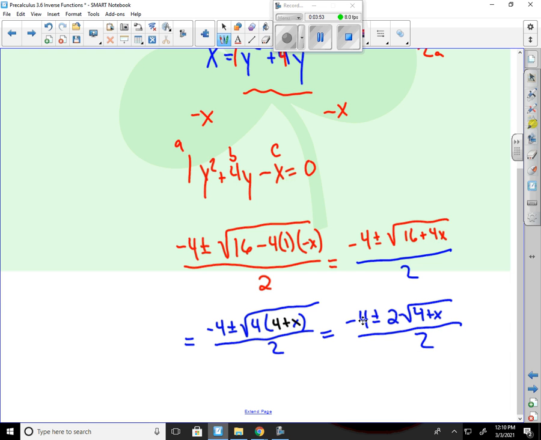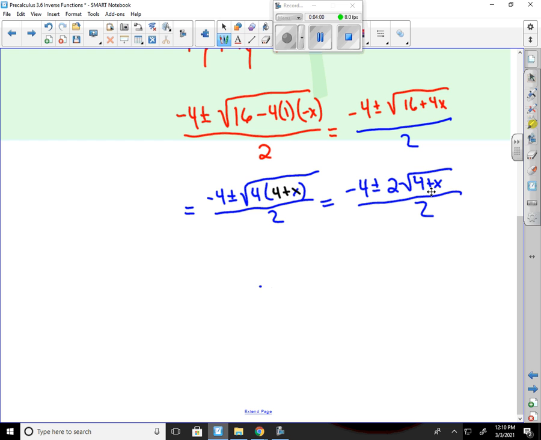Then I can divide both negative 4 and 2 by 2. Don't do anything to the root. I don't have to be able to divide anything in the root by 2. Just the number out in front. And so this is going to simplify. Negative 4 divided by 2 is negative 2. Plus or minus 2 divided by 2 is 1. And it's the square root of 4 plus x.